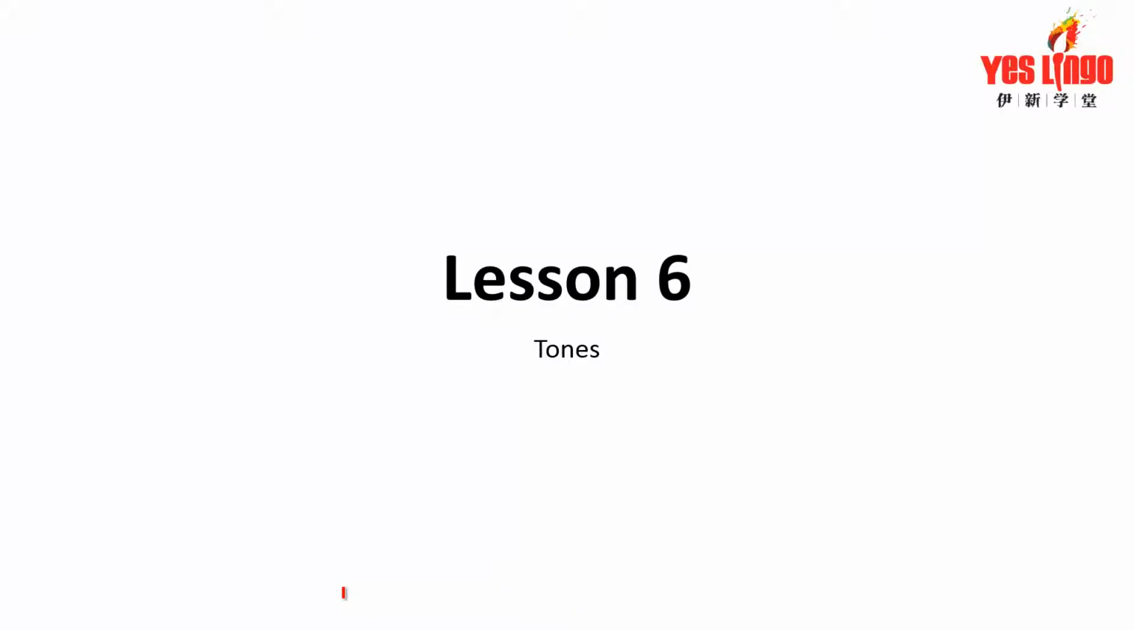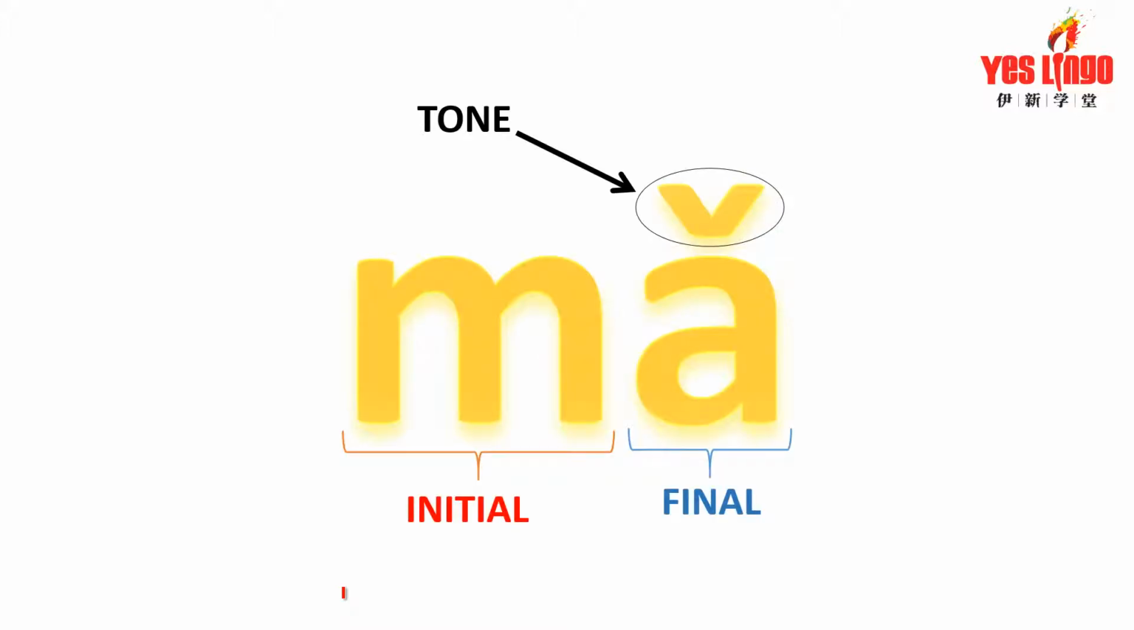Lesson 6, Tones. You're almost done learning everything there is to know about Mandarin, and we've already talked about all of the initials and finals, so today we're going to learn the third component of Pinyin, which is the tone. As we've already learned, besides the initial and the final, there is a tone component to every Chinese syllable.